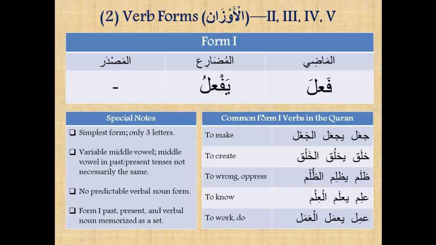Here are some common form 1 verbs found in the Qur'an. Ja'ala yaj'alu al-ja'al, which means to make. Khalaqa yakhluq al-khalq, to create. ظَلَمَ يَظْلِمْ الظُّلْمِ, to wrong or to oppress. عَلِمَ يَعْلَمْ الْعِلْمِ, to know. عَمِلَ يَعْمَلْ الْعَمَلْ, to work or to do.